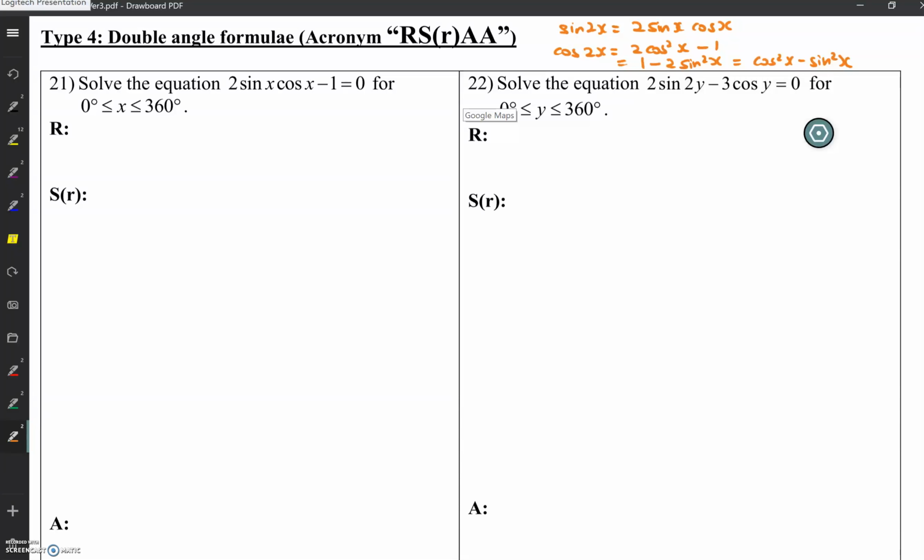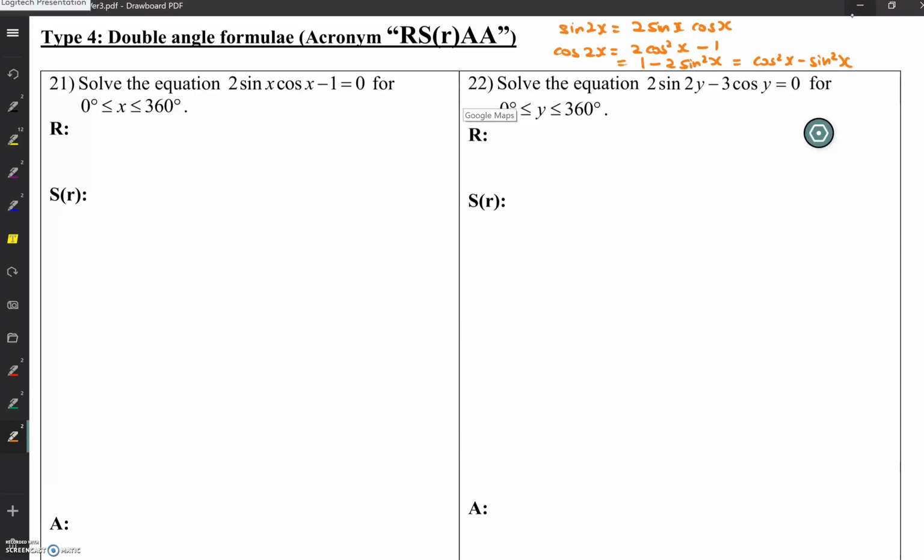Okay, class, now we are at the last type of question for trigo solving. It's for double angle formula. So that's why you can see at my screen top right corner, you'll see all the double angle formula. Of course, it also includes tangent formula, but it's too long to be written. Okay, so for question 21, let's look at it.